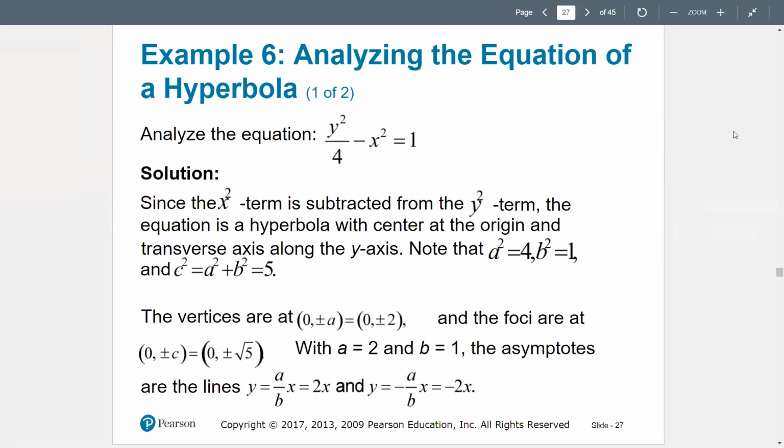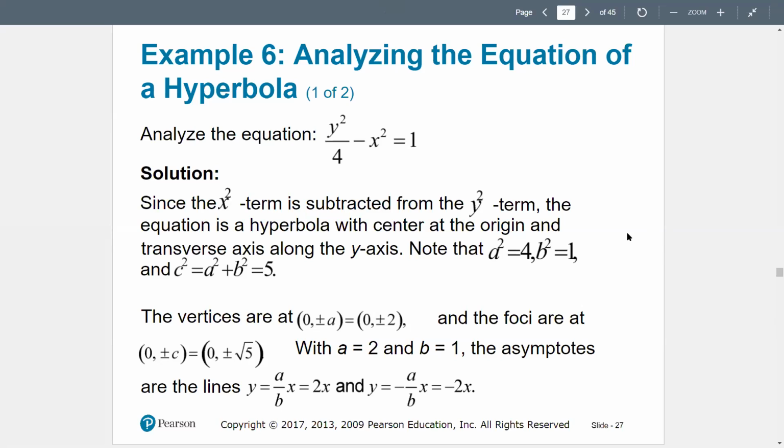Okay. So let's analyze the equation of a hyperbola. If we're given y squared over 4 minus x squared equal to 1, so we're going to have a hyperbola at the center, and it's going to traverse along the y-axis. We're given a squared equals 4 and b squared equals 1, so we get c squared equals 5. You can find your foci and your vertices.